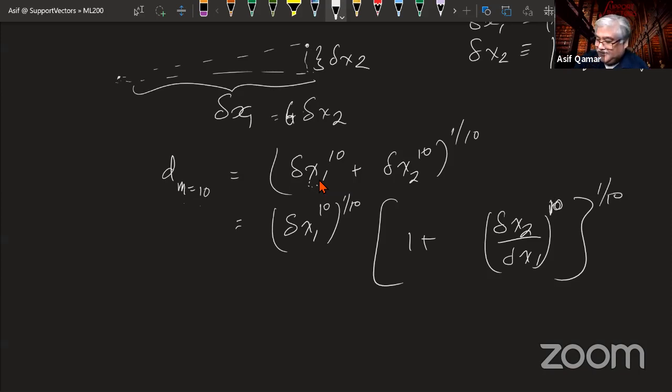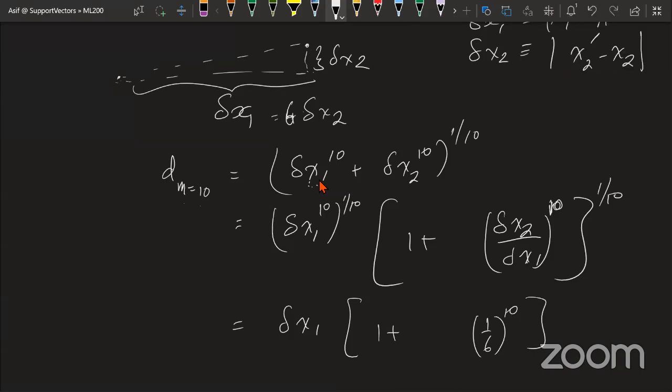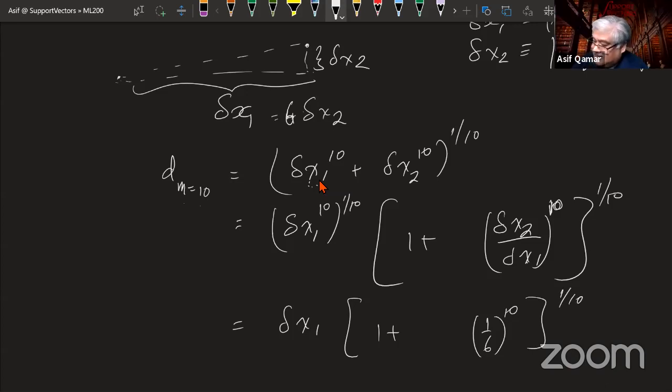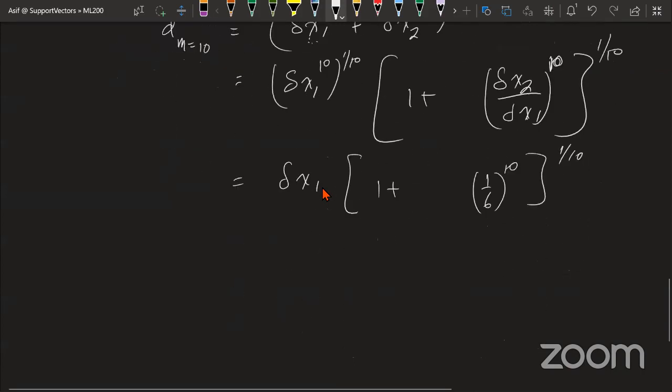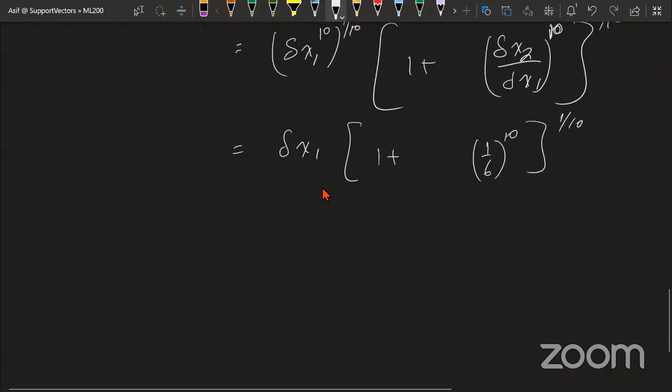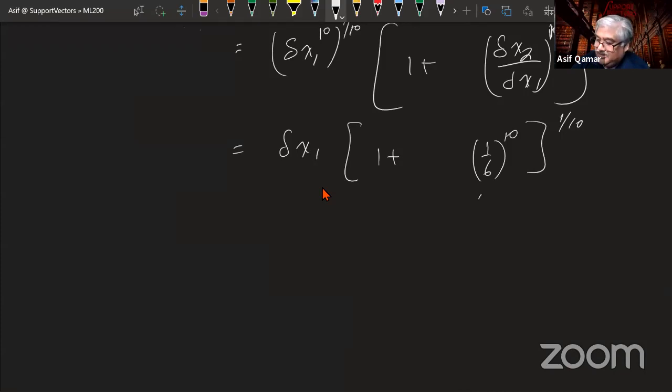Does this make sense, guys? Yeah. And this one would be delta x1 times 1 plus, now delta x2 is smaller than delta x1, in this case let us say 1/6. What is 1/6 to the power 10? It's a lot smaller. I mean, to the power of 4 itself is 1/1296. So it approaches 0. So 1/6 to the power 10 is approximately 0.